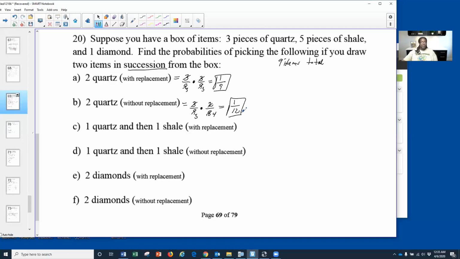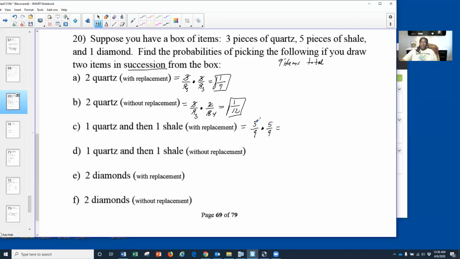Okay. Here we are, 1 quartz and then 1 shell with replacement. So the probability of getting 1 quartz, we know is 3 out of 9, right? All right, and then a shell. So now remember, this is with replacement, so we put that 1 piece back. So how many shells do we have? 5. 5 out of, you got it.